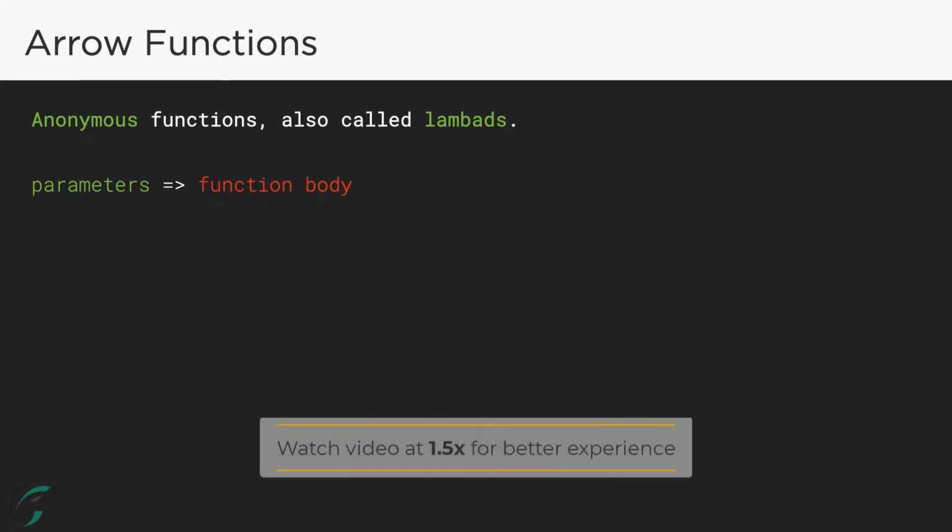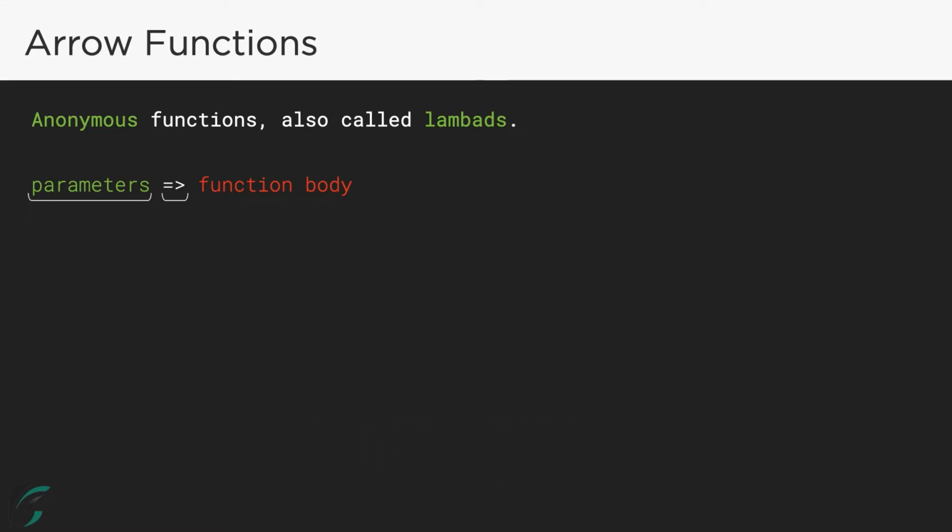The general syntax of an arrow function is the parameter on the left, followed by an arrow. This arrow is made up of equal to sign with the greater than symbol. Okay, so the arrow is followed by the function body. Parameters, arrow, and then the function body. Let me show you a few examples.